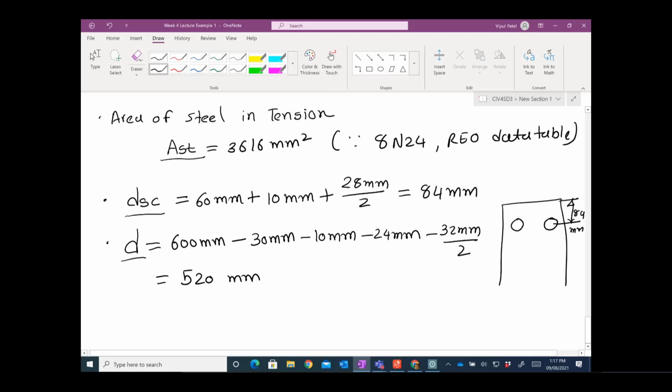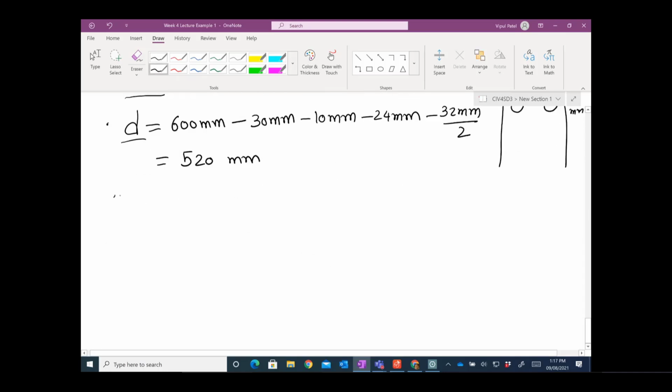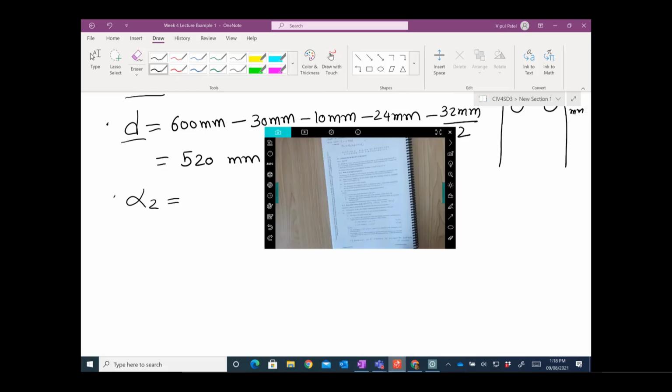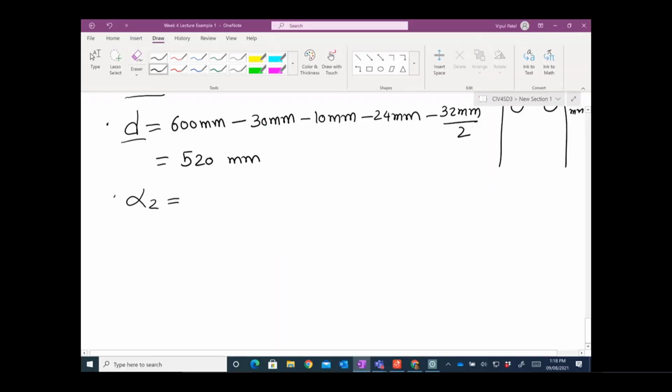And there are two factors that we always needed, if you remember, alpha 2 and gamma. If you go back to the standard, section number 8, we are working on section number 8. If you come back to clause 8.1.3, you can see alpha 2 equal to 0.85 minus 0.0015 f'c, and alpha 2 must be greater than 0.67. So that's fine. Let me copy that.